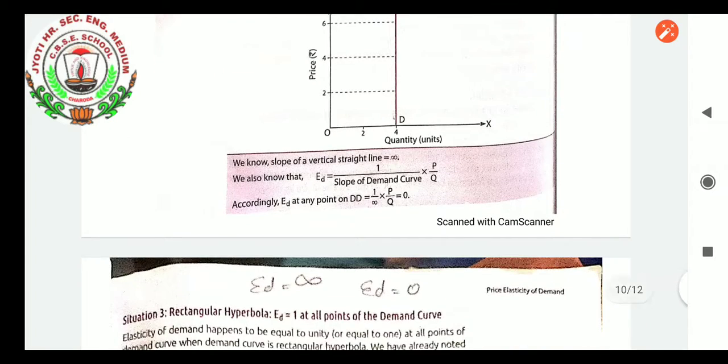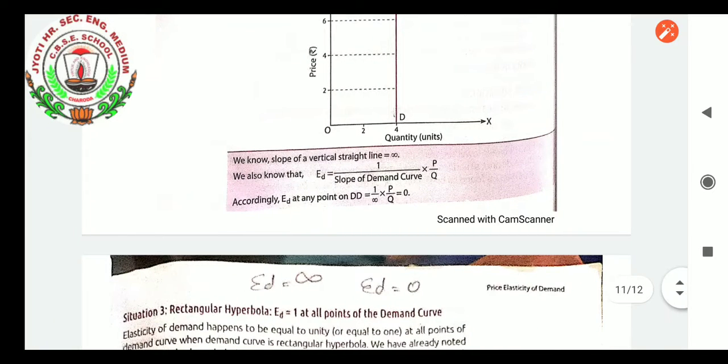We know the formula of ED equals 1 by slope of demand curve into P by Q. Accordingly, ED at any point on DD equals 1 by infinite into P by Q. Here we can see the answer will be 0, because if we divide any number by infinite, it comes to 0. Let us have some more.